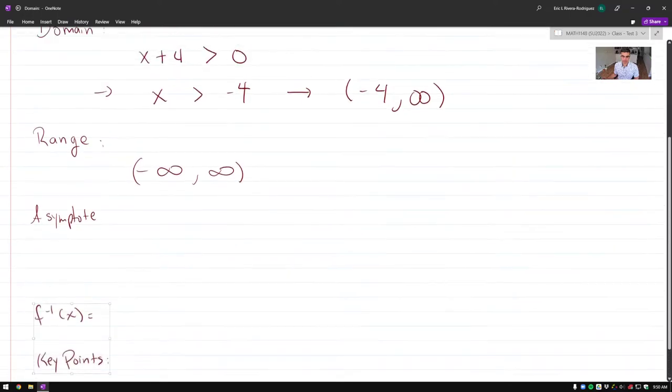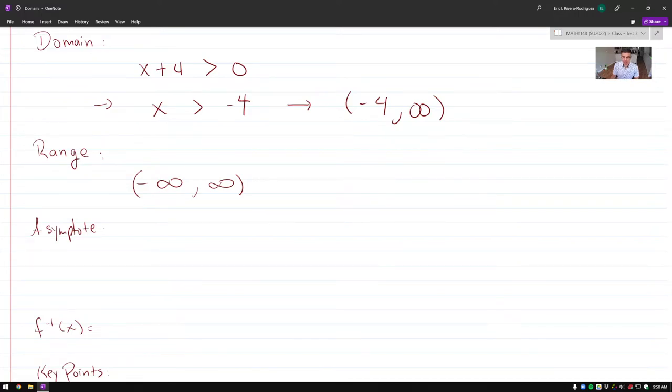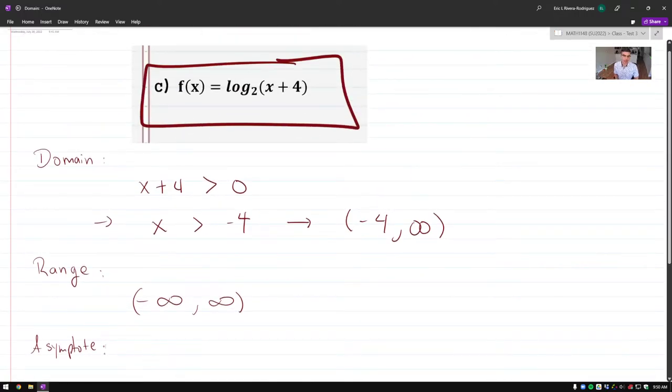The asymptote. How are we going to find the asymptote? Well, there are many ways to find the asymptote of our logarithmic function. One of those is to remember that in the exponential form, the asymptote is a horizontal asymptote, so it is y equals 0. When we are doing the inverse, then we have a vertical asymptote. When we're working with the logarithmic function, we have a vertical asymptote, and the equation of that vertical asymptote is x equals 0. But that is on the parent logarithmic function, okay?